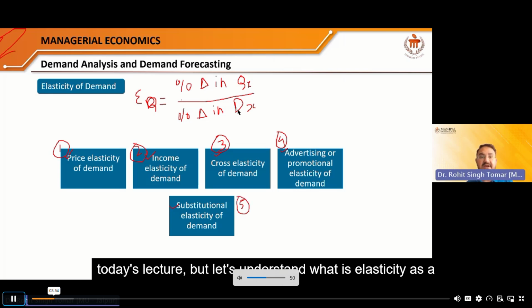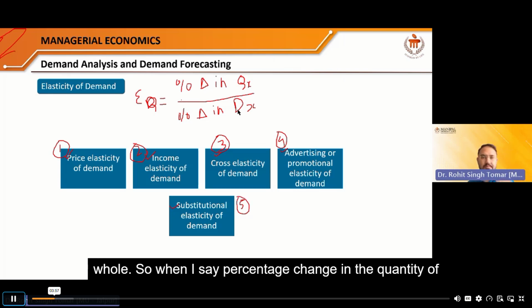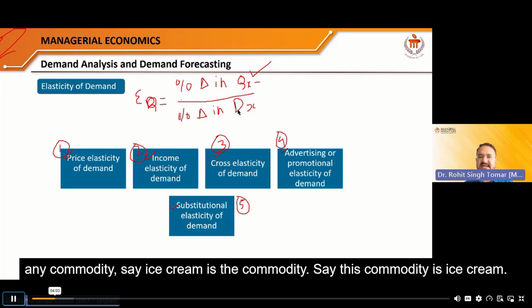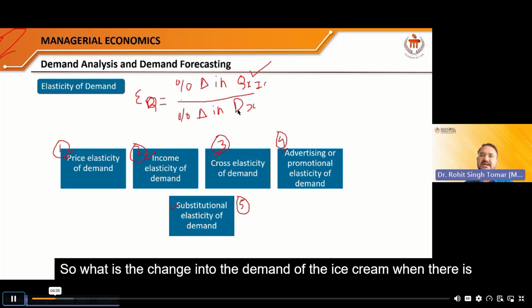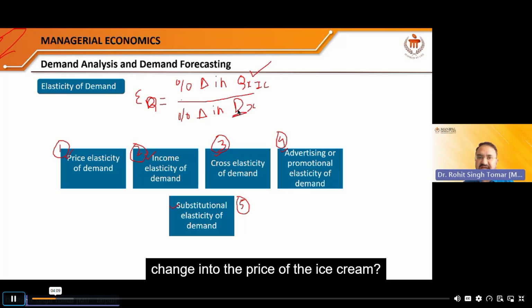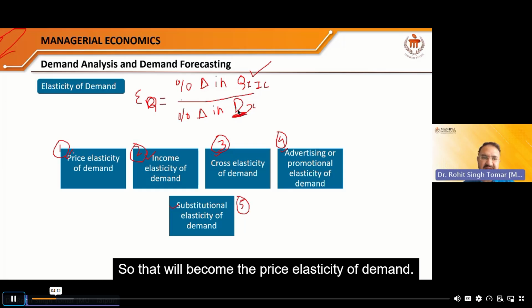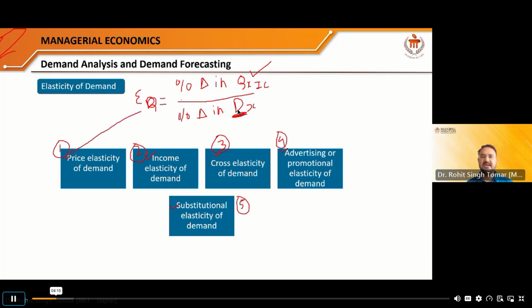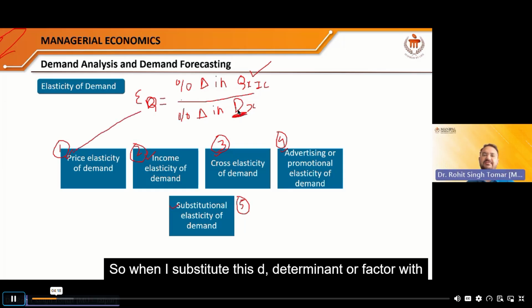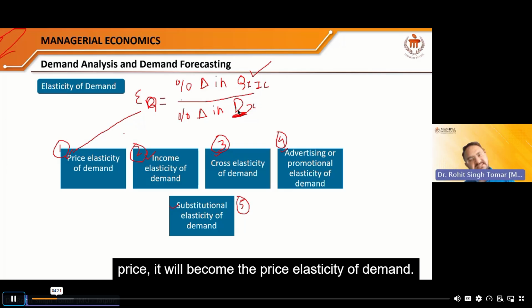Elasticity in today's lecture, but let's understand what elasticity is as a whole. When I say percentage change in the quantity of any commodity, say ice cream is the commodity, what is the change in the demand of the ice cream when there is a change in the price of the ice cream? That will become the price elasticity of demand. So when I substitute this D, determinant or factor, with price, it will become the price elasticity of demand.